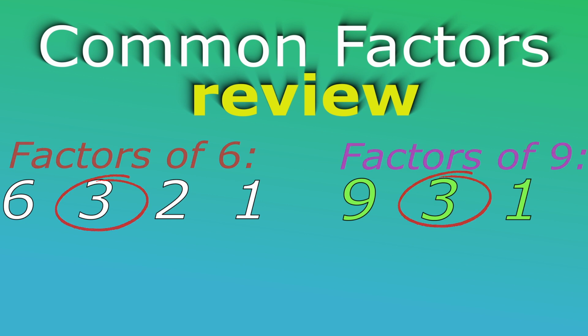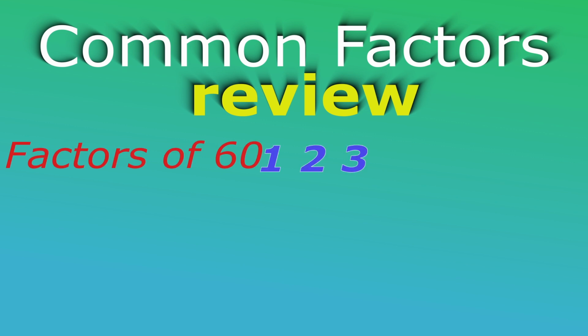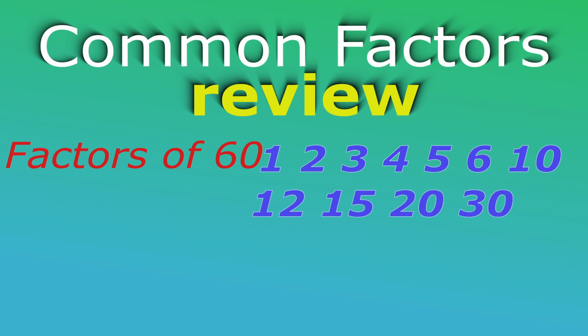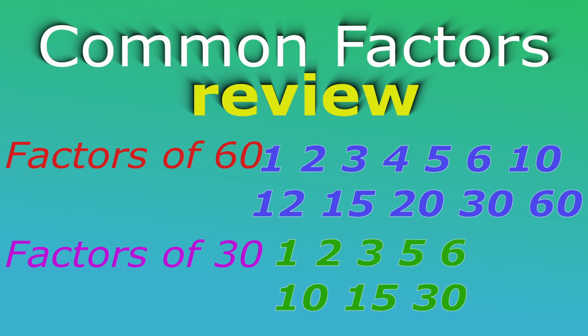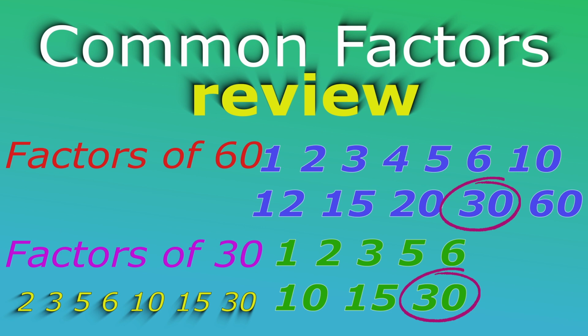Here's another example. The factors of 60 are 1, 2, 3, 4, 5, 6, 10, 12, 15, 20, 30 and 60. The factors of 30 are 1, 2, 3, 5, 6, 10, 15 and 30. Can you spot the highest common factor of 60 and 30? Well, they have several factors in common, 2, 3, 5, 6, 10, 15 and 30, but we want the highest of these, and that's 30. So 30 is the highest common factor of 30 and 60.